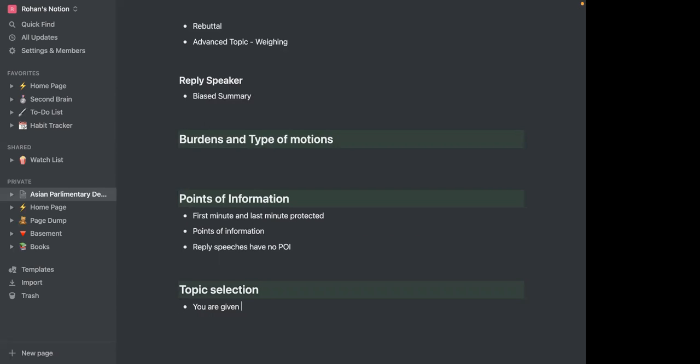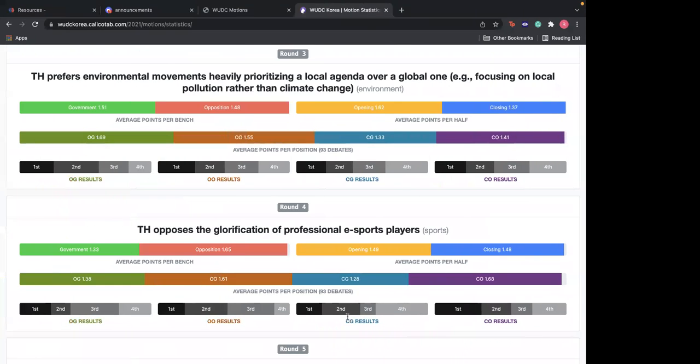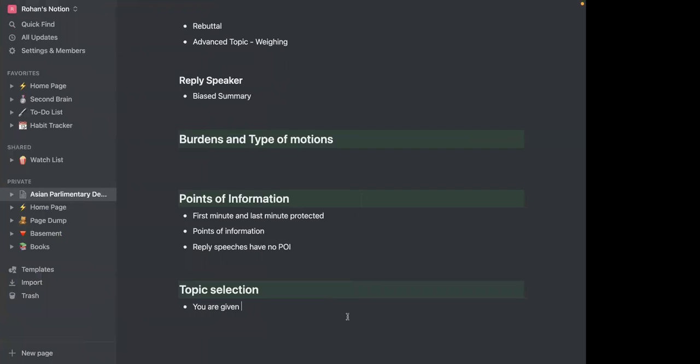So you will be given motion 1, motion 2, motion 3. For here, for example, use only 1 motion. That's because in British parliamentary format, you are given only 1 motion and you have to debate that. That's not how it works in Asian parliamentary. So for example, here you are given 3 motions and you have to rank those motions.